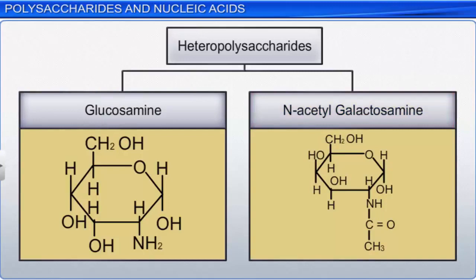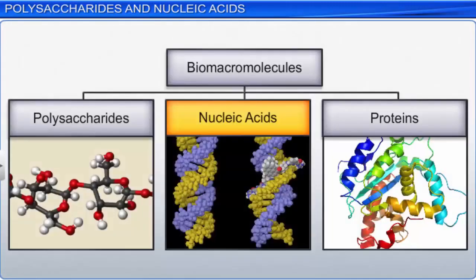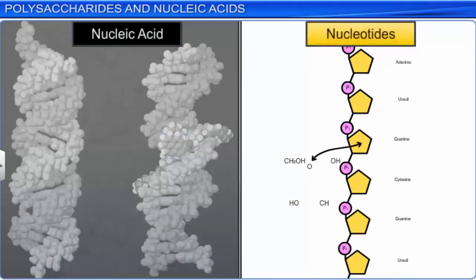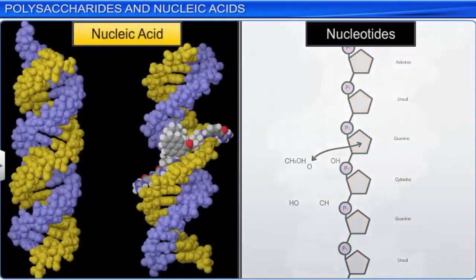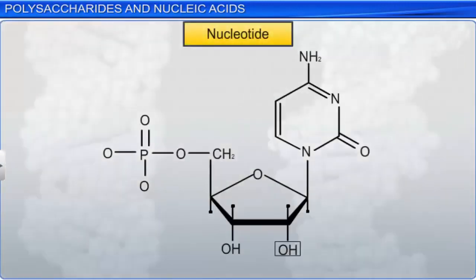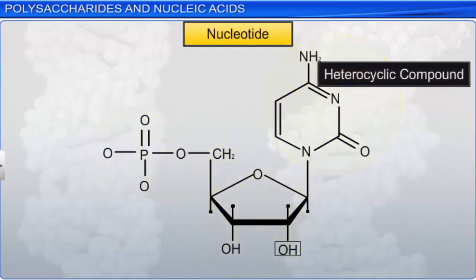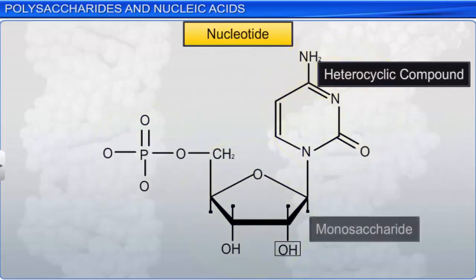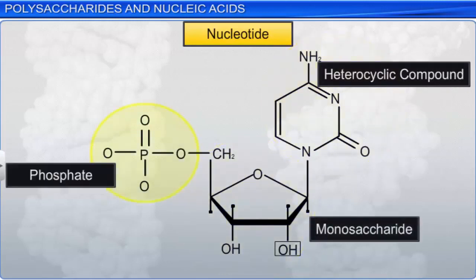Another type of biomacromolecule in the acid-insoluble fraction of living tissues are nucleic acids. A nucleotide acts as a building block of nucleic acid and forms a polynucleotide chain. A nucleotide has three chemically distinct components, namely a heterocyclic compound, a monosaccharide, and phosphoric acid or phosphate.